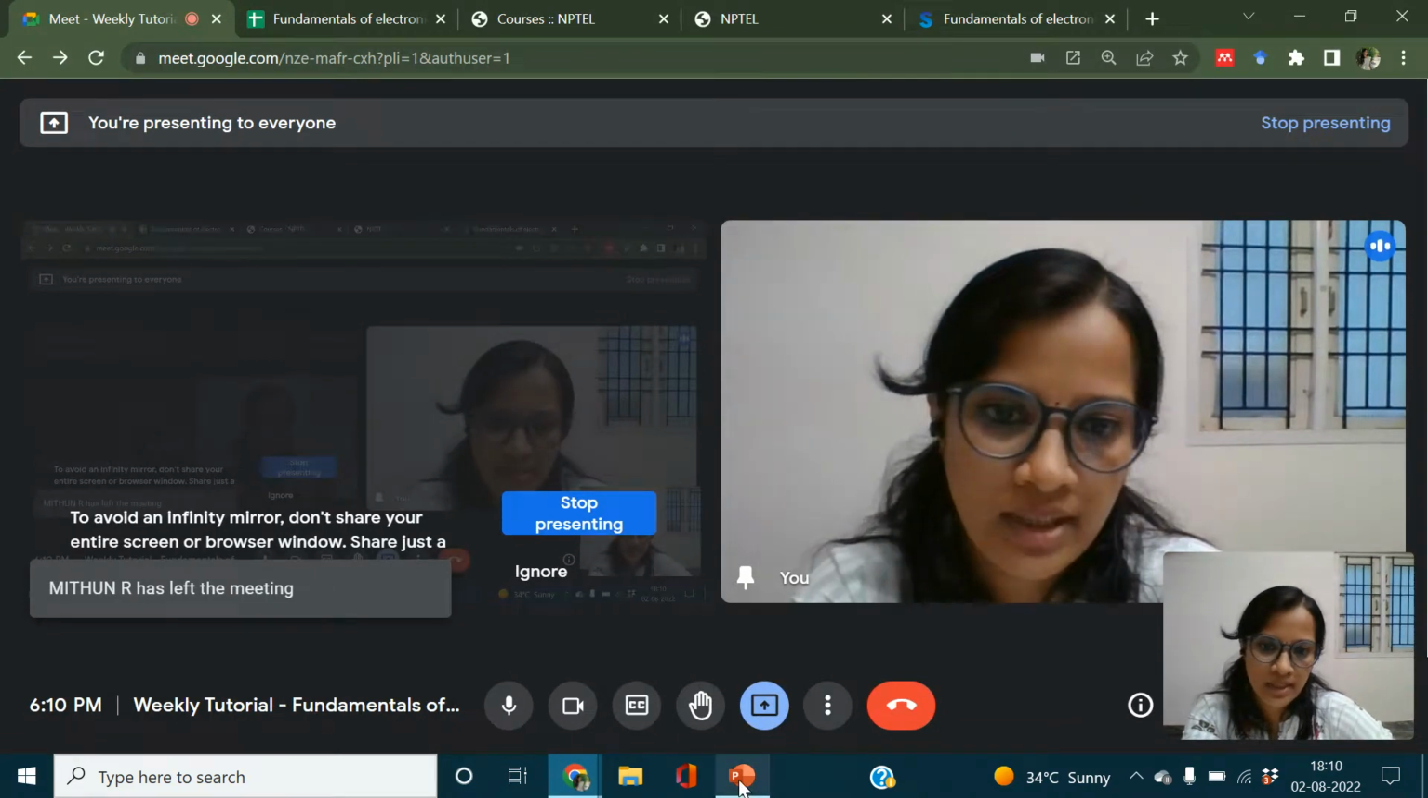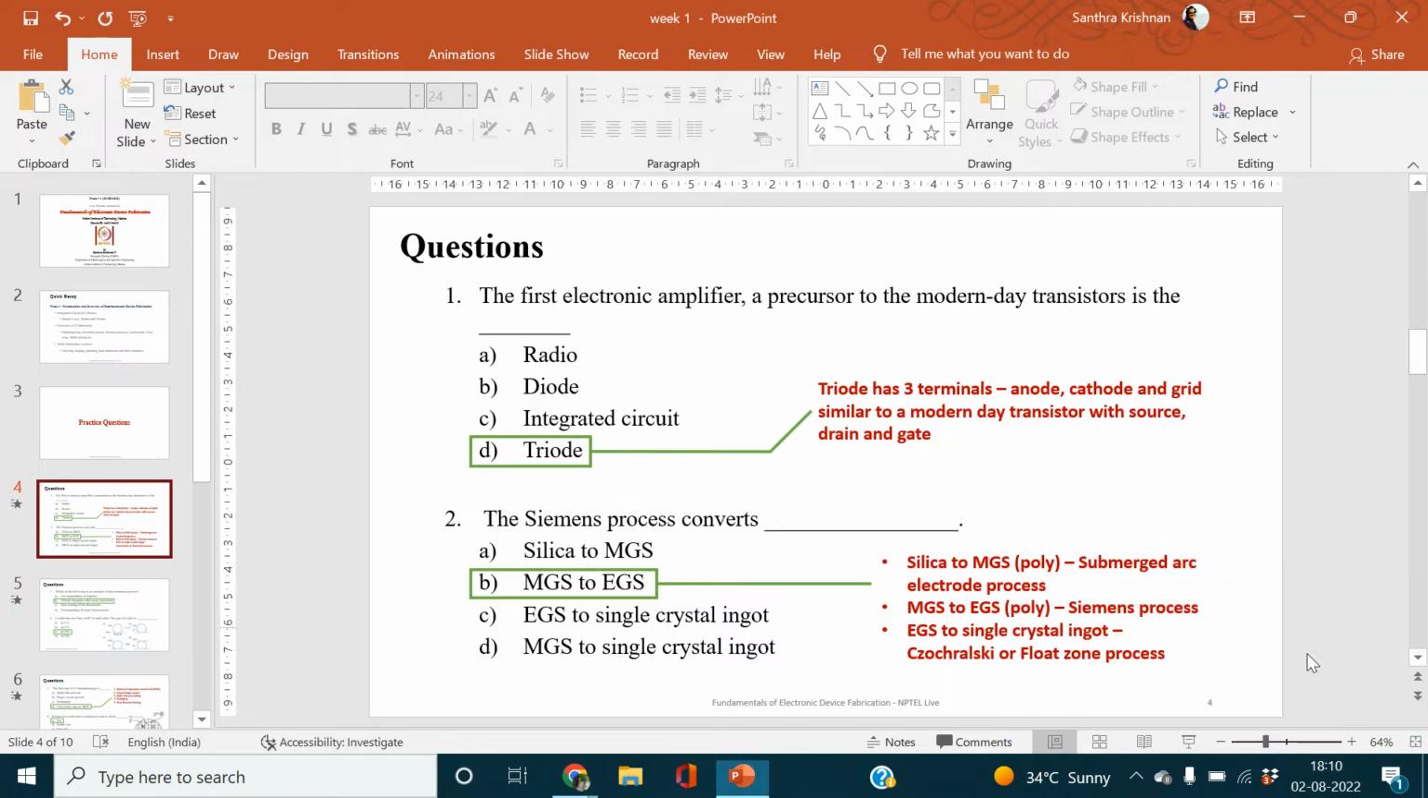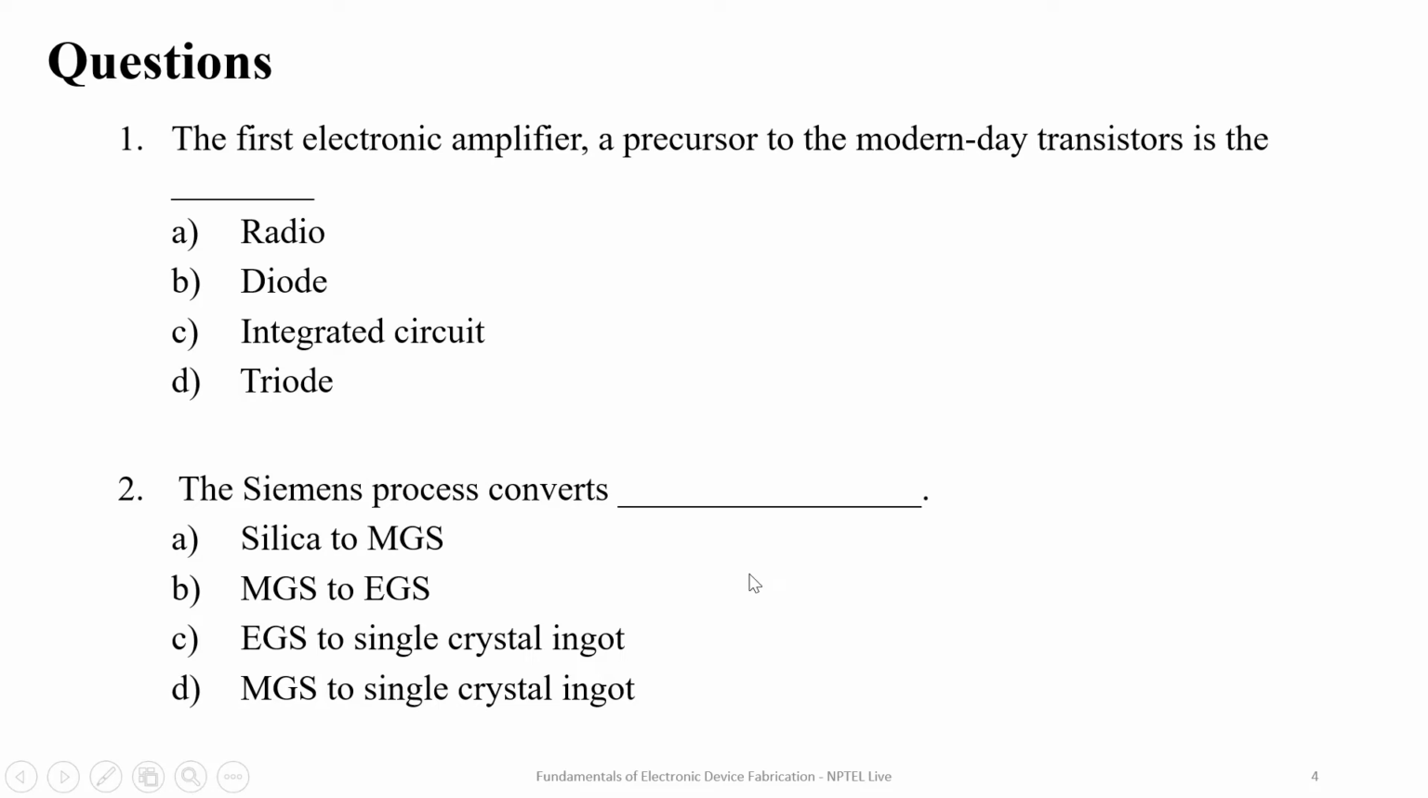Somebody has left the meeting actually. Okay, the next question: the Siemens process converts silica to MGS, MGS to EGS, EGS to single crystal ingot, or MGS to single crystal ingot. If anybody has the answer, you can please unmute and speak.